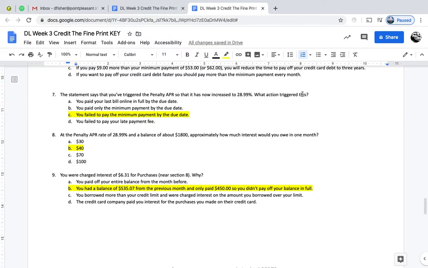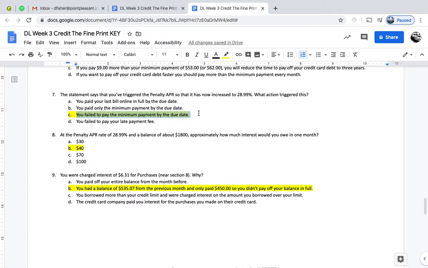Seven. You've triggered the penalty. What could have done this? A bunch of things. But in this case, you were late. If you're even 1 day late making the payment, that's going to trigger the penalty. So again, call them ahead of time if you can. Say, I'm going to be late. Can you not penalize me? Can you waive the fee?